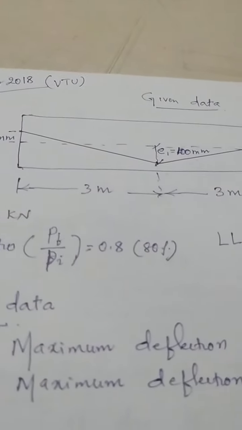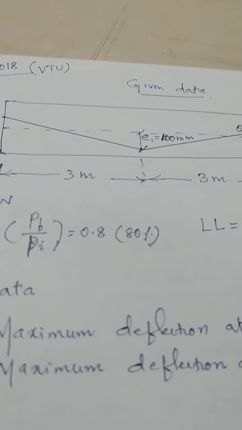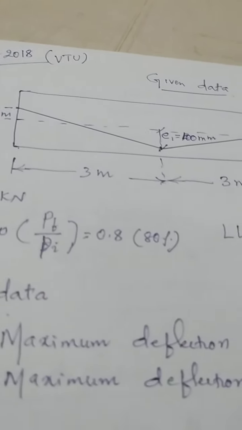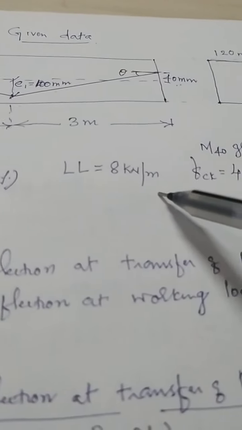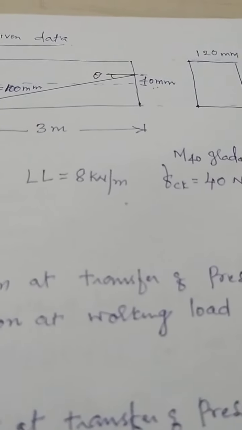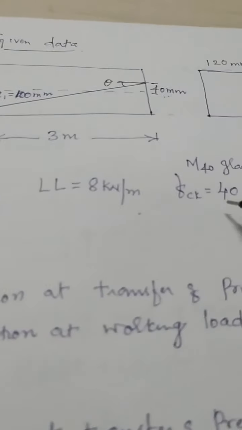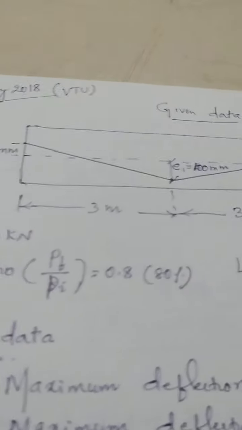Usually pre-stress loss is given in terms of percentage. At that time PF by PA you have to calculate. Here loss ratio is directly given, that is 0.8. Okay, live load is given 8 kilonewton per meter. FCK is given, that means M40 grade of concrete is given, that means FCK is 40 Newton per mm square. That means Young's modulus should be calculated by using this one. Pre-stress is directly given, there is no problem.